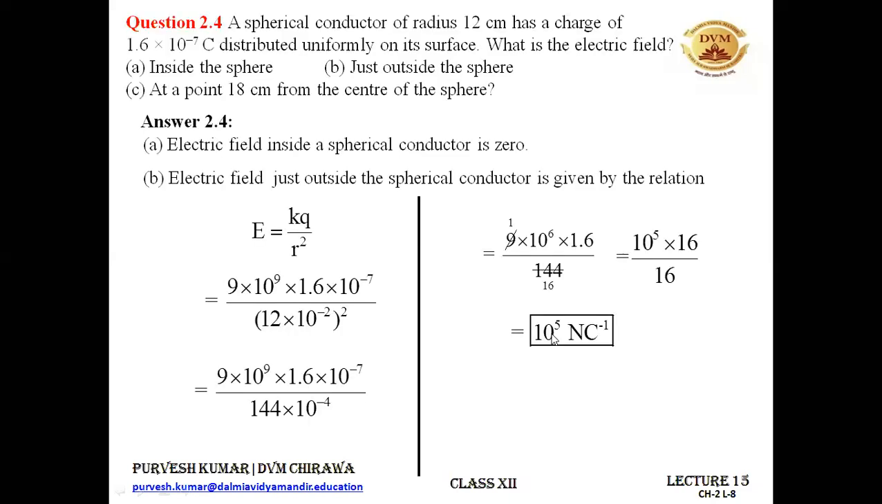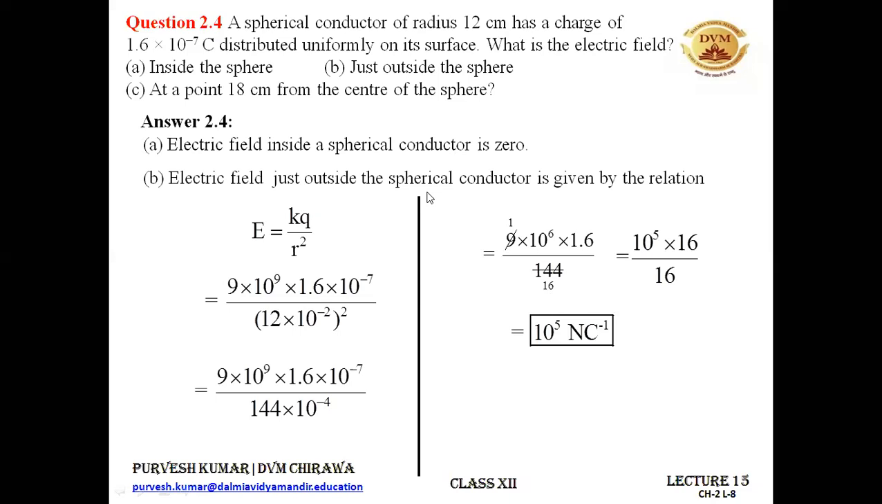So this is the value of the electric field just outside the spherical conductor. All right. That is 10 to the power 5 Newton per Coulomb. Very simple one. Just you need to put up the values in this formula and solve. The solution I have already given you. You can easily be solving it out. All right. More of maths is involved in this one.